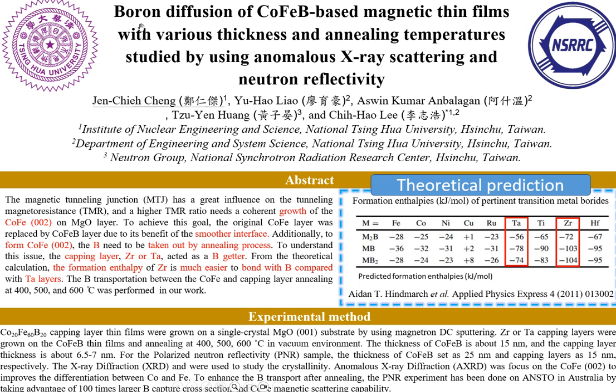Today I want to talk about the boron diffusion of cobalt-boron-based magnetism film with different thickness and annealing temperature. We started with anomalous X-ray scattering and neutron reflectivity.